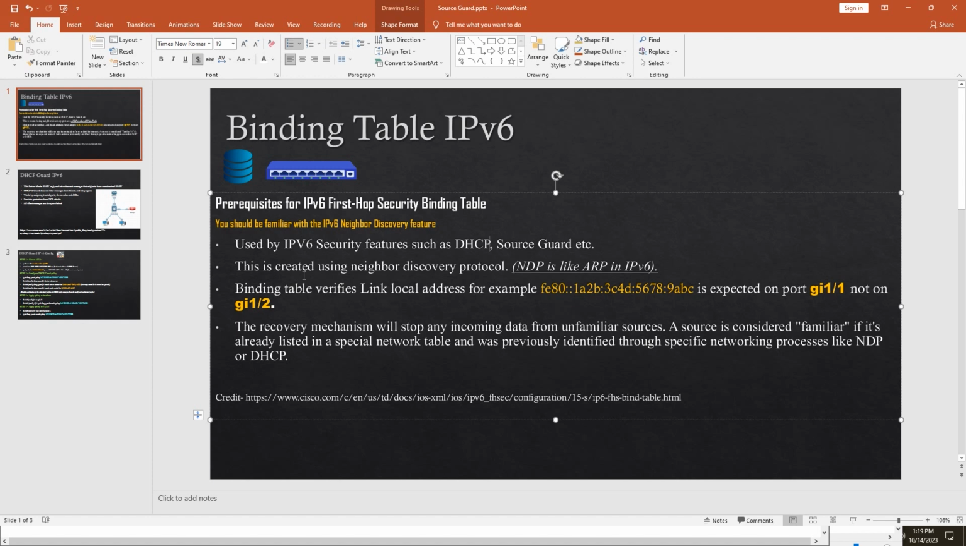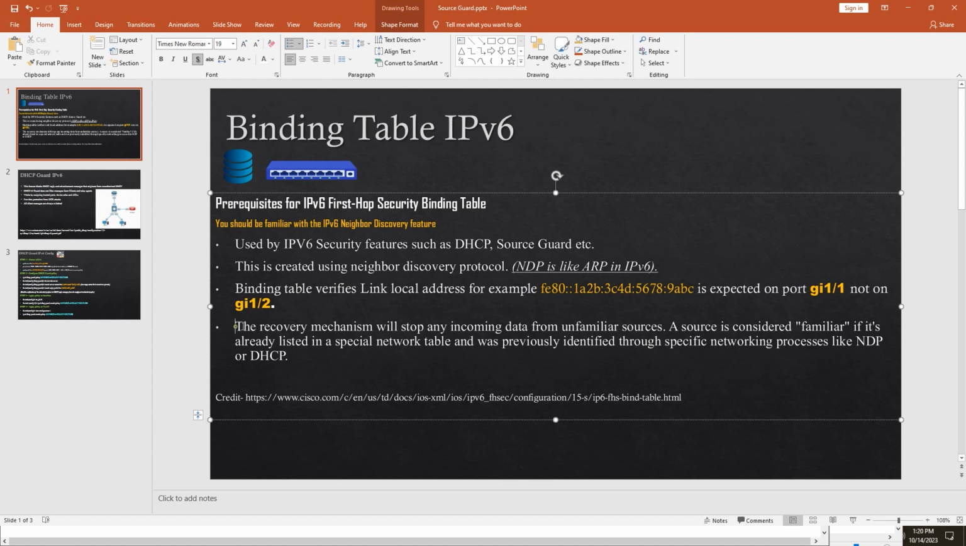And this is created using the neighbor discovery protocol, which is like ARP in IP version 4. The binding table is a database on the switch, which verifies that, okay, this link local address, I'm expecting these packets on gigabit 1/1. But if for some reason this shows up on gigabit 1/2, the switch already knows that, okay, there is a problem. And this feature is utilized by those other protocols that we'll be talking about in the later videos.